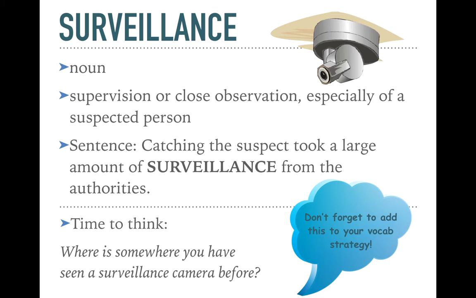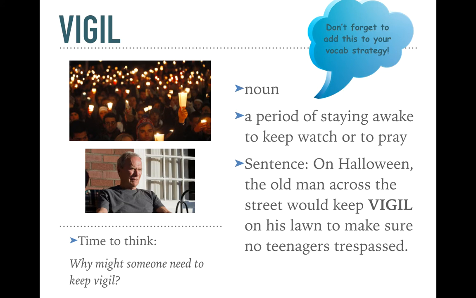Don't forget to add this word to your vocab strategy before we move on to our second to last word, which is vigil. You'll notice there are a lot of nouns in this lesson, so knowing which words are not nouns, there's actually 2 adjectives in this lesson and 1 verb, it's really going to help you when you get to the sentence portion of your quiz. A vigil is a period of staying awake to keep watch or to pray. On Halloween, the old man across the street would keep vigil on his lawn to make sure no teenagers trespassed.